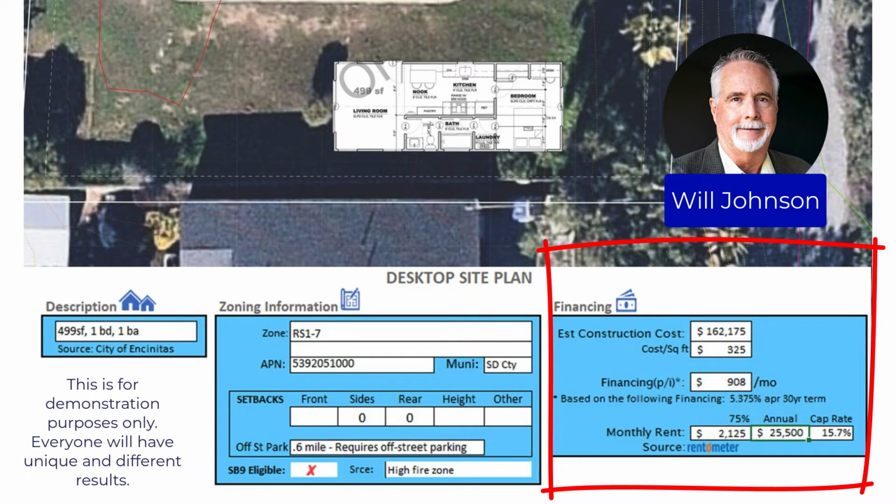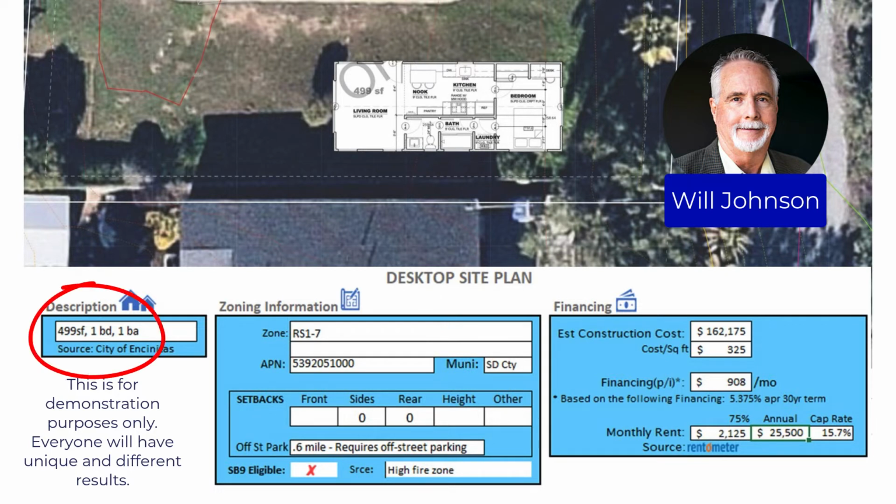So one of the more powerful features of the desktop feasibility is the financial analysis that we are providing. We're looking at a 1-bedroom, 1-bath, right under 500 square feet, and coming up with an estimate of construction costs in the San Diego area of $162,000. When we finance that with a cash out refi, so pulling enough equity to cover that construction cost, the impact is we're adding $908 to somebody's mortgage payment.